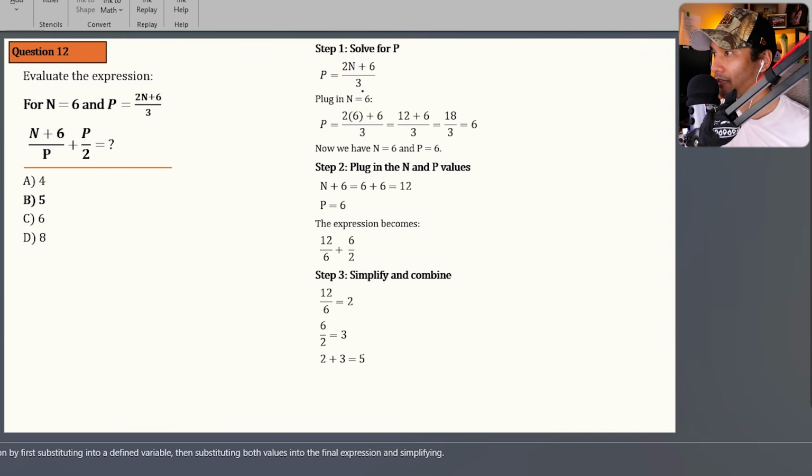We solve for p first, and then we plug in n equaling 6 for the n in the p to find out that p equals 6. Now we plug in the n and the p values, and we get n plus 6 equals 6 plus 6 equals 12. P equals 6. The expression now becomes 12 over 6 plus 6 over 2. Simplify and combine, and we get the answer 2 plus 3 equals 5.